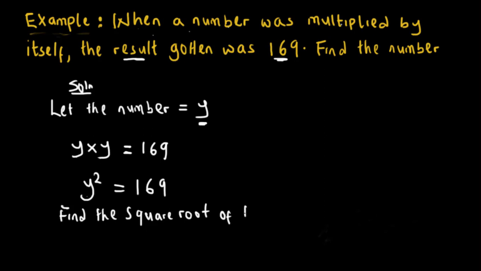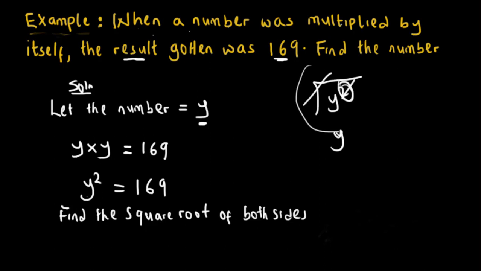Of both sides. Now let me tell you the reason for this. If you have y square, you are trying to find y, so you are trying to remove this square. To remove this square, you do the opposite of square, and the opposite of square is square root. Do you understand? So square root will cancel square, and you will be left with y.